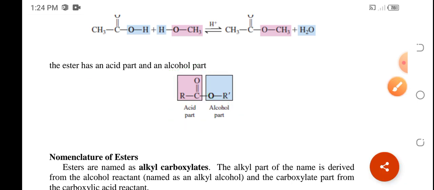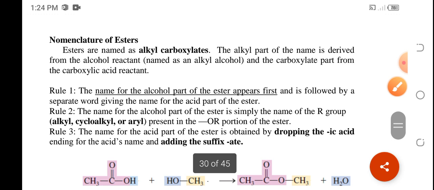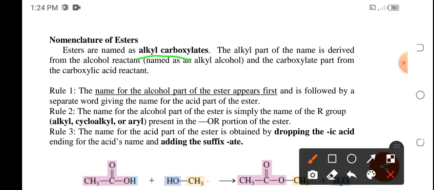Okay, now how do you name esters? They are usually named as alkyl carboxylate, wherein the alkyl is the name of the part of the alcohol reactant. So usually they are named as alkyl, like methyl alcohol, ethyl alcohol. So that alkyl name will be adopted. And the carboxylate part is eventually the acid part, wherein the IC acid from the acid's name will be dropped and replaced with ATE.